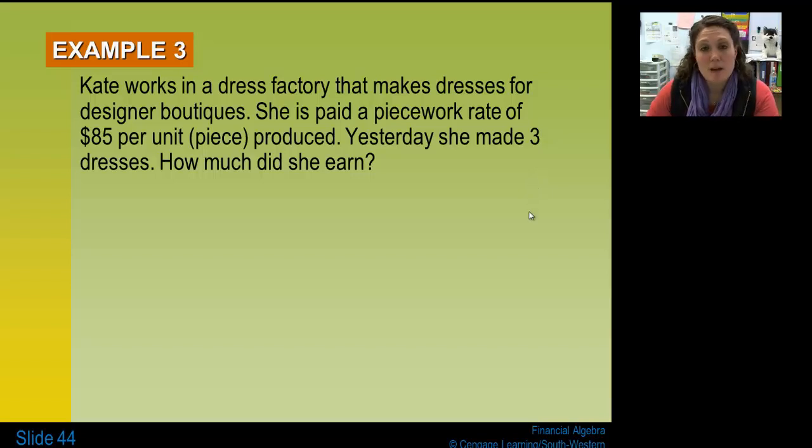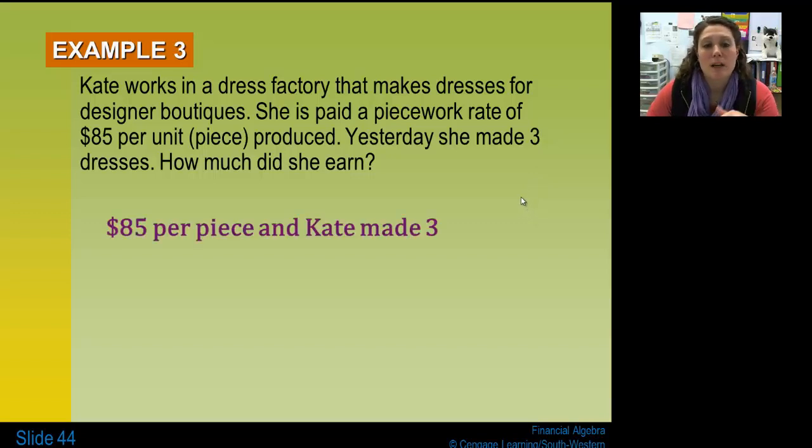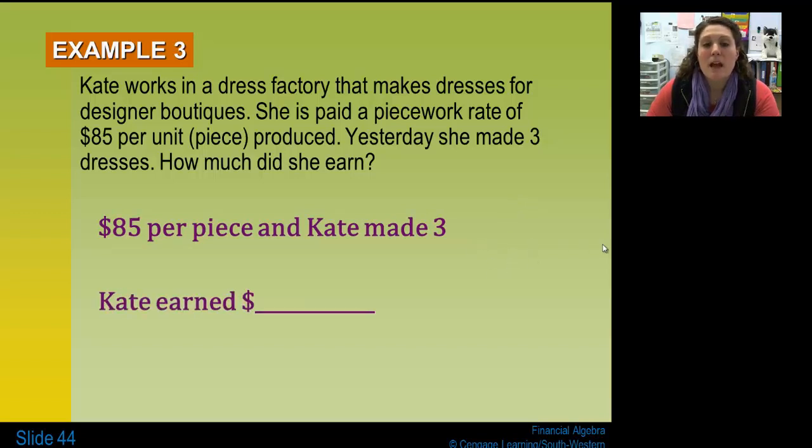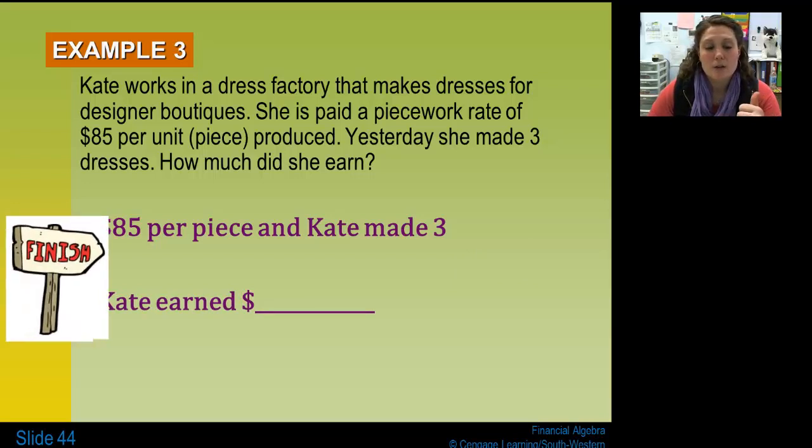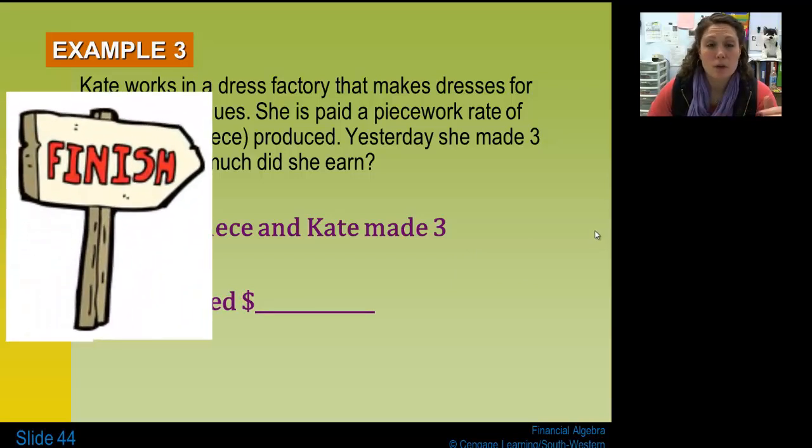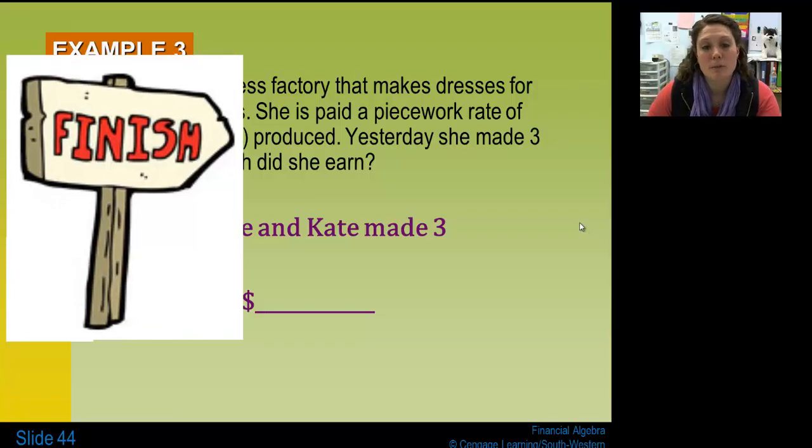So it is really as basic as it sounds. She gets $85 per piece that she makes or per dress that she makes, and yesterday she made 3 of them. So you need to tell me how much she made yesterday after she made 3 dresses and each one of them got her $85. So go ahead and finish this, and if you're looking for a little hint here, you need to do multiplication.